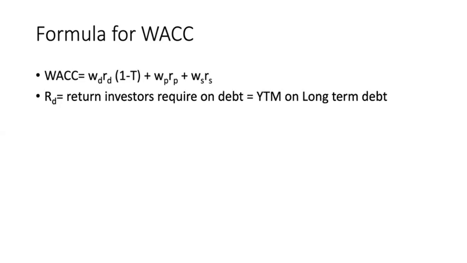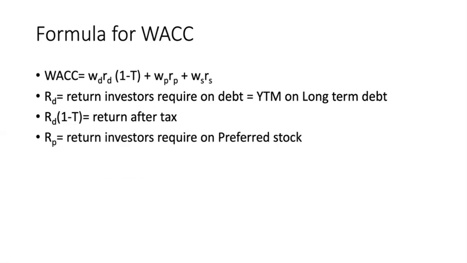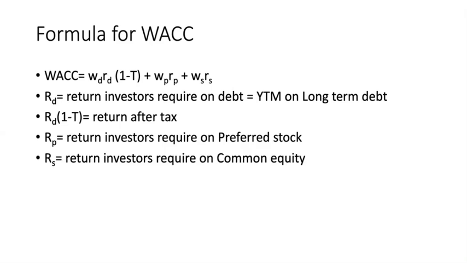RD equals the return investors require on debt, which equals YTM, the yield to maturity on long-term debt. RD times (1 minus T) is the return investors get after tax, where T is the tax rate. RP is the return investors require on preferred stock. RS is the return investors require on common equity.